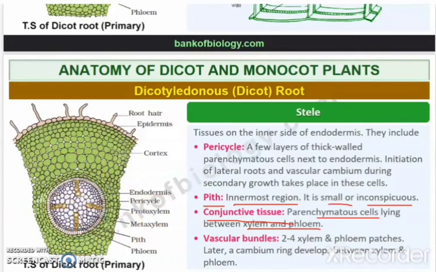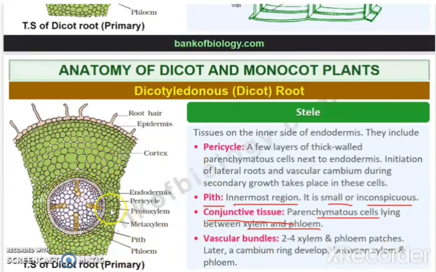Now let us learn about the vascular bundle. Let us see how the vascular bundles are present. So here we are talking about the xylem and phloem. So in vascular bundle, 2 to 4 xylem and phloem patches are seen. So how is the xylem and phloem? We will be seeing 2 to 4 xylem and phloem. You can see the 4 numbers in the xylem, or it can be either 2 or 4 xylem and phloem patches. And later a cambium ring will develop between xylem and phloem.